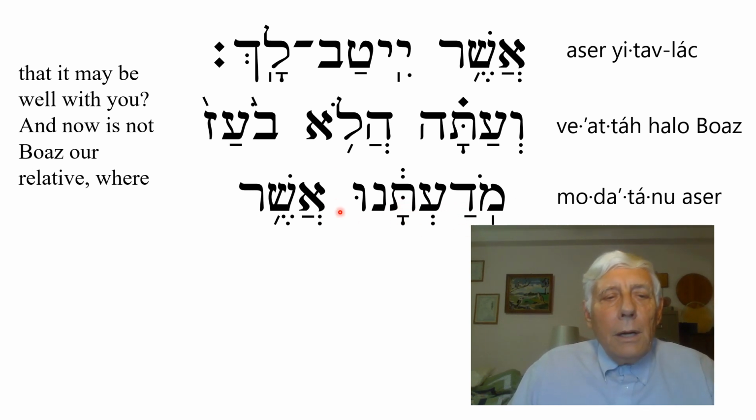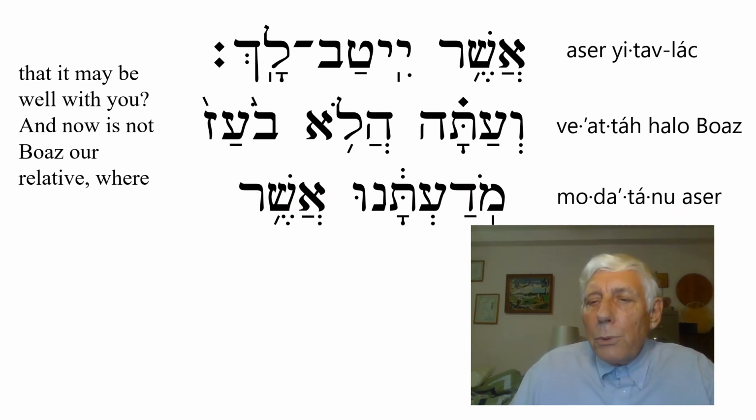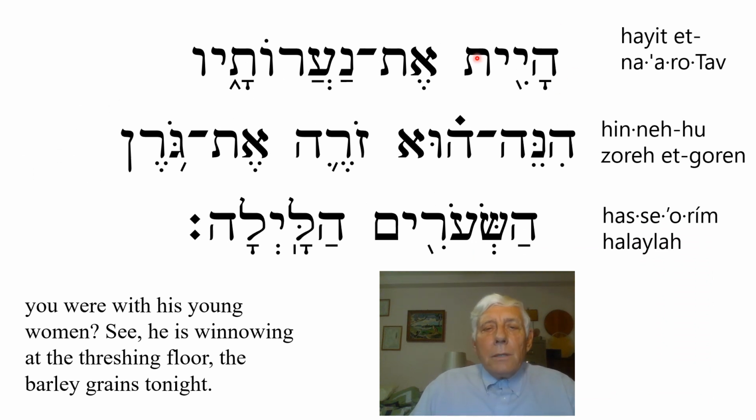Asher, where, in which place, and then pointing to the next subordinate clause, et naharotav, in which you were with his young women. We've seen this one in the previous, so I'm not going to repeat all of that explanation here again. Naharotav: nar is young man, nara young woman, narim would be young men, narot would be young women, young servants. His young women, with a possessive pronoun here at the end of it.